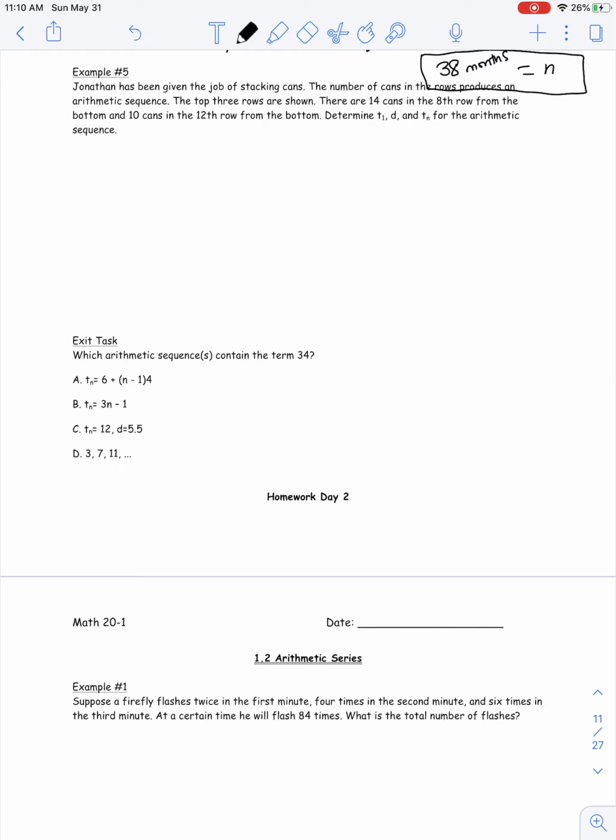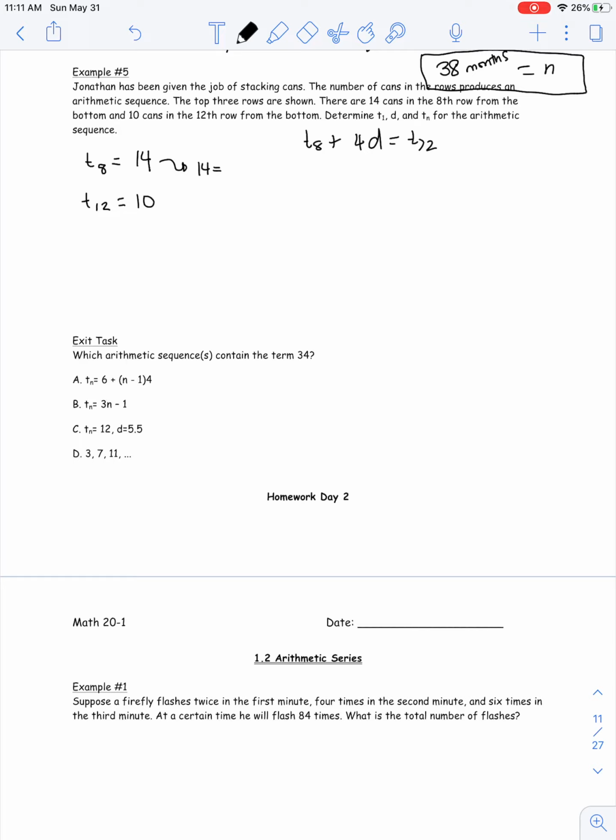Example number 5. They're giving us that in the 8th row, so in term 8, we have 14 cans. And then in the 12th row, meaning term 12, we have 10 cans. So what we want to do is write an equation for both of these. This is another technique that we can use, or we can do the same kind of idea as previously, where we go from term 8 to term 12, we would have to add 4 common differences to get to term 12. So that would be one technique to do this.